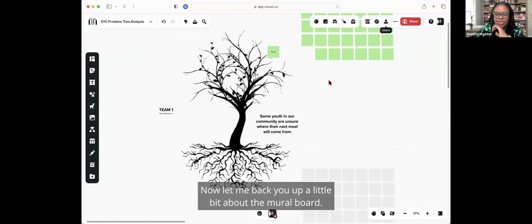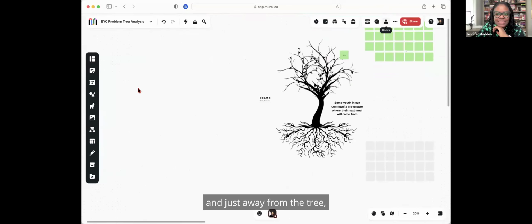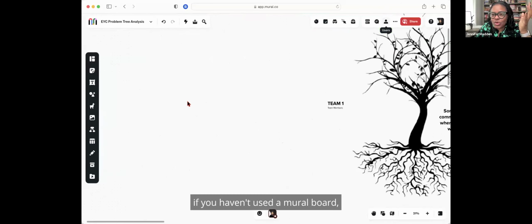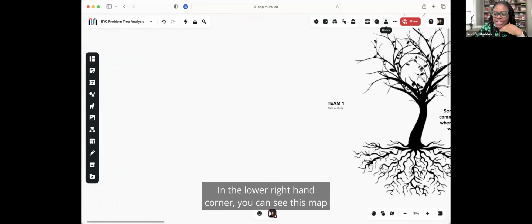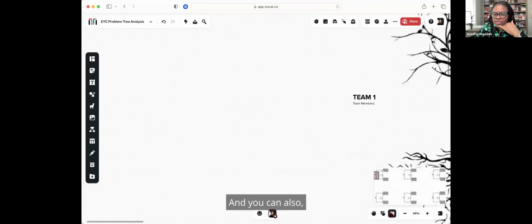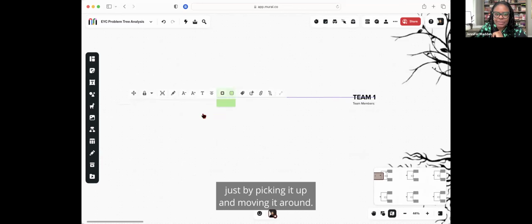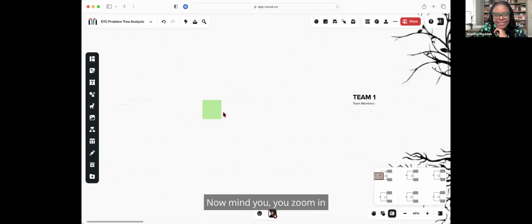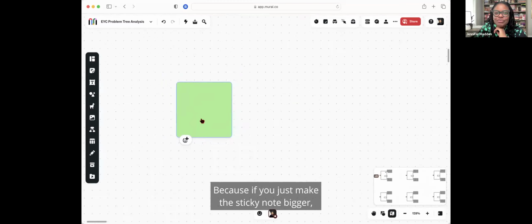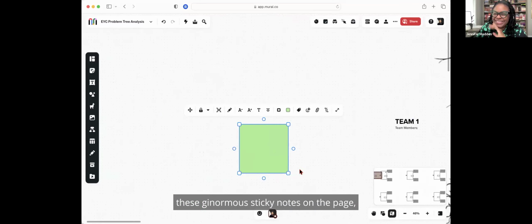Now, let me back you up a little bit about the mural board. I'm going to go over here, away from the tree. If you haven't used a mural board, there are just a couple of things. In the lower right-hand corner, you can see this map where you can zoom in or zoom out. You also double click in the white space to create a sticky note. You can move the sticky note around just by picking it up. Mind you, zoom in to the sticky note to make it bigger, because if you just make the sticky note bigger, it's not really helpful, because then you're going to have these ginormous sticky notes on the page, and that's really ridiculous.